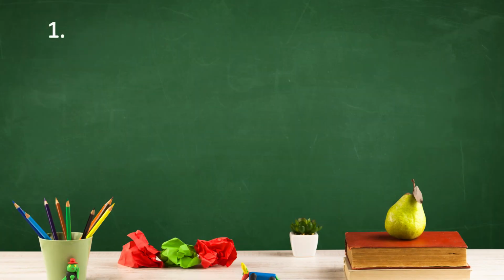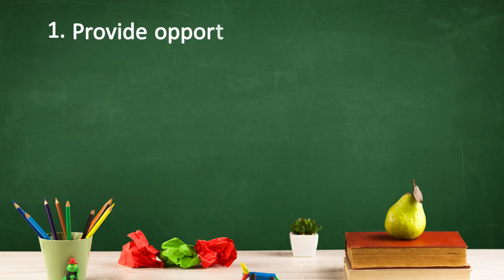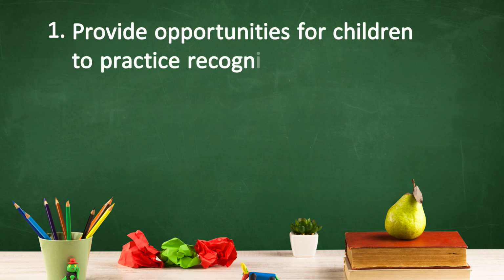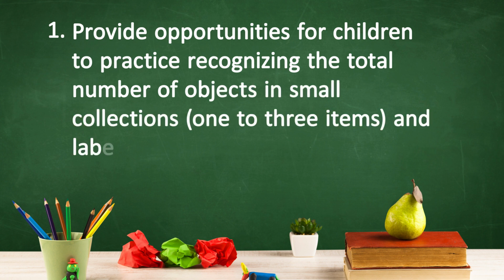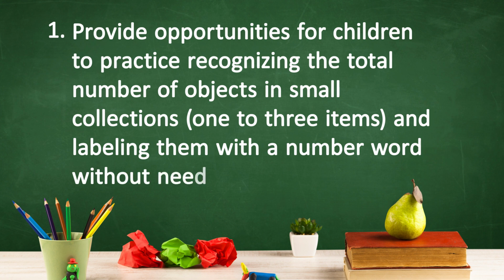The first step in the developmental progression is to provide opportunities for children to practice recognizing the total number of objects in small collections, 1 to 3 items, and labeling them with a number word without needing to count them. The ability to recognize the number of objects without counting, also known as subitizing, is critical for children to learn more complex skills, including counting larger collections and eventually adding and subtracting. Teachers can model subitizing for children easily throughout the day.